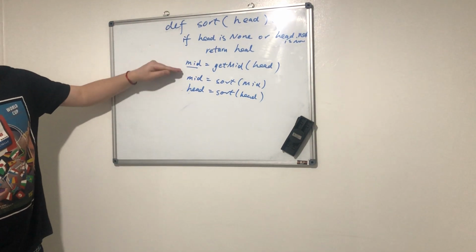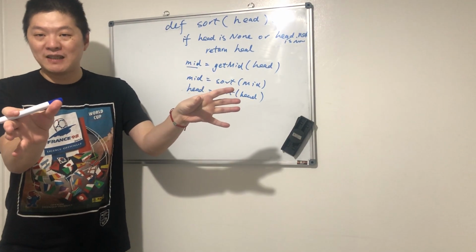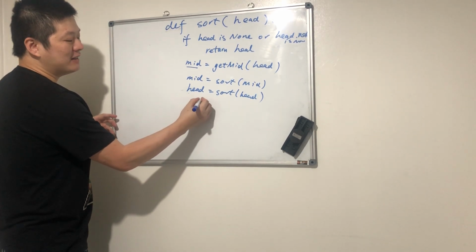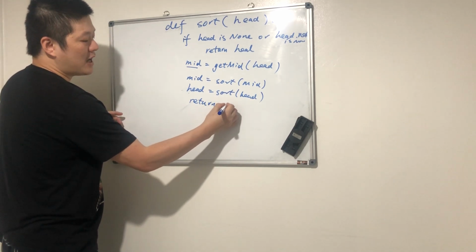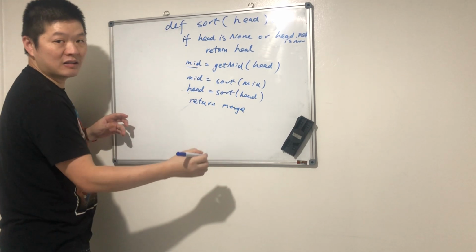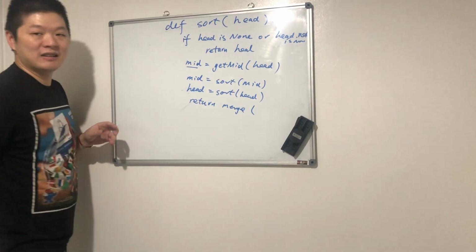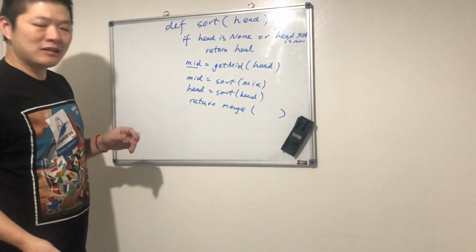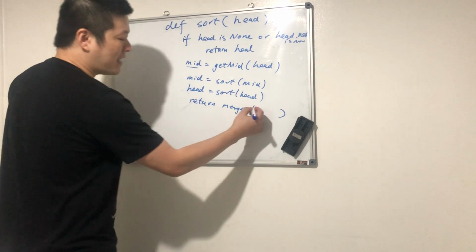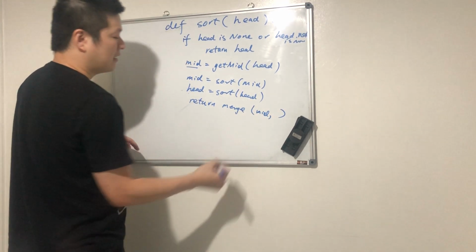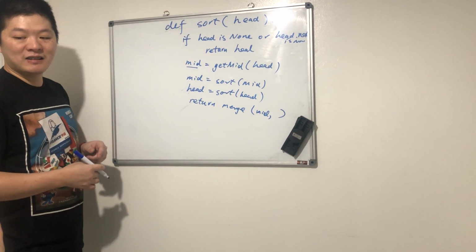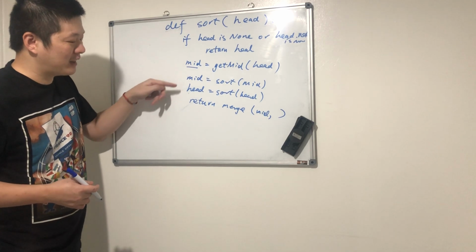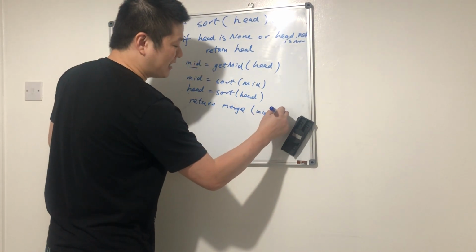So now the head and mid are two sorted lists, right? Then what do we do? Return merge what? Return head. Merge what? Sort? What's sort? Sort is a function. Come on, I have two sorted linked lists, head and mid.